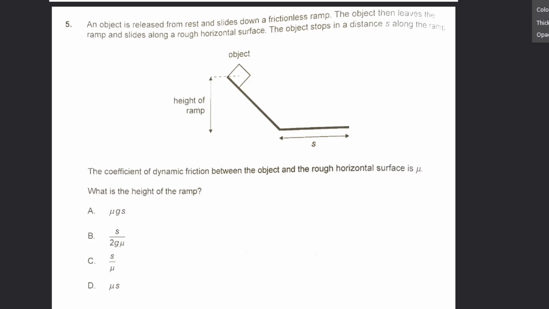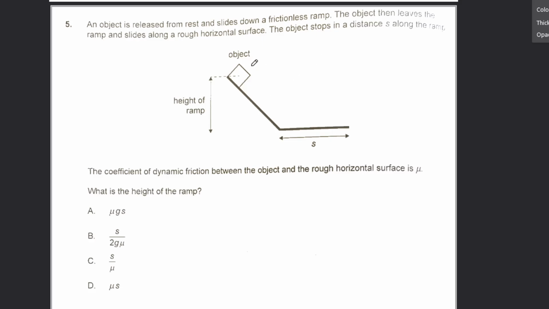IB Physics, May 2024, Time Zone 1, SL Paper 1, Question 5. An object is released from rest and slides down a frictionless ramp. The object then leaves the ramp and slides along a rough horizontal surface. The object stops in a distance s along the ramp. The coefficient of dynamic friction between the object and the rough horizontal surface is mu. What is the height of the ramp?